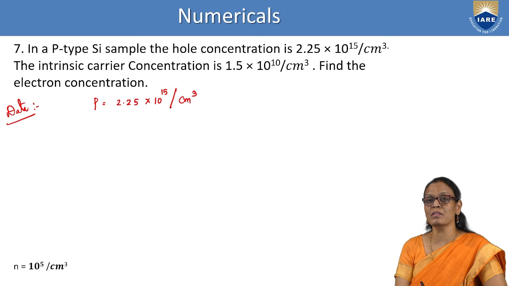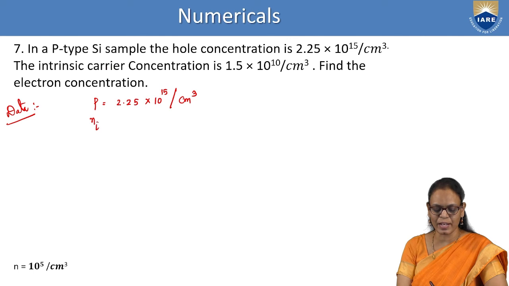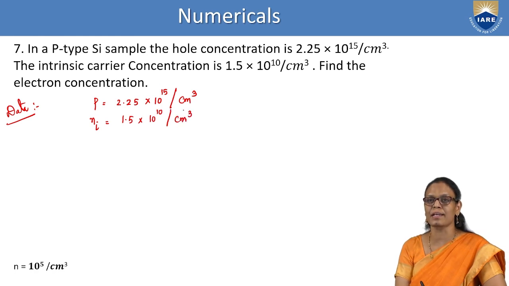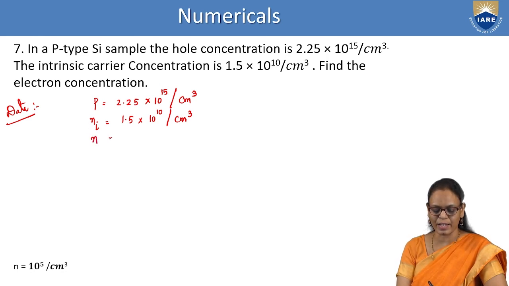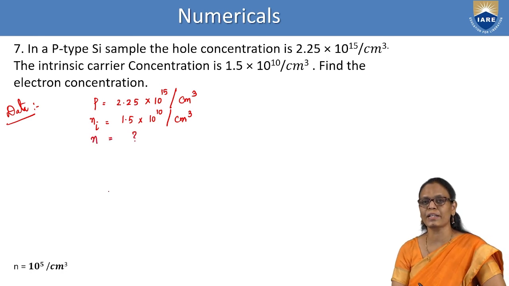Here it is given in CGS system, per centimeter cube. And the intrinsic carrier concentration, that is Ni, is 1.5 into 10 power 10 per centimeter cube. So both are in CGS system. There is no problem. We can continue doing the numerical in CGS system. So find the electron concentration, that is N. We have to find N.